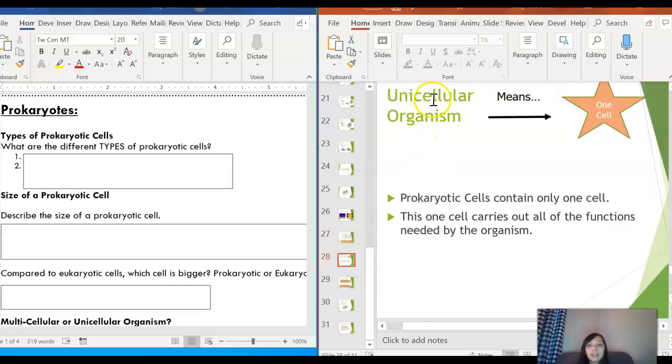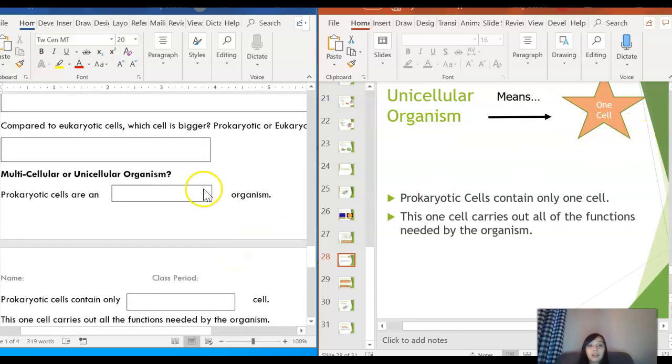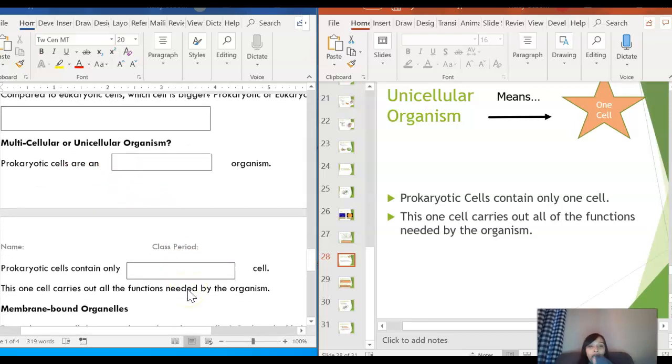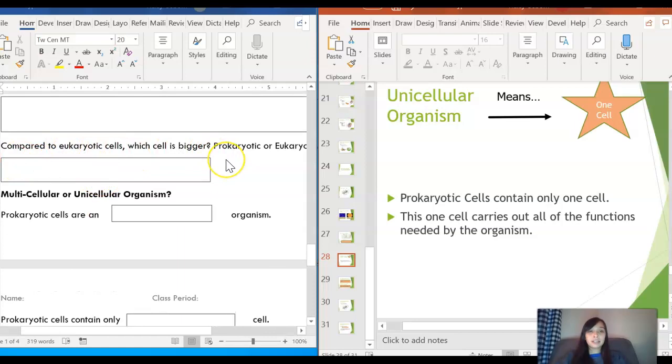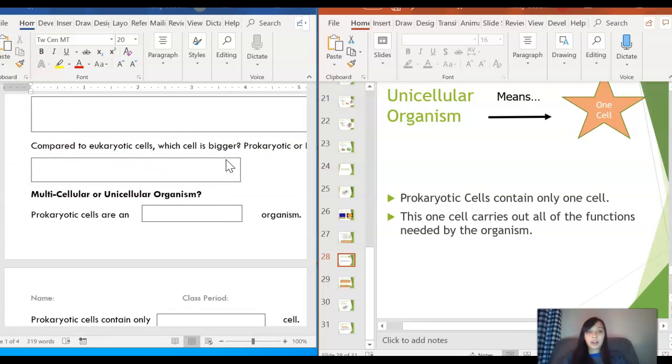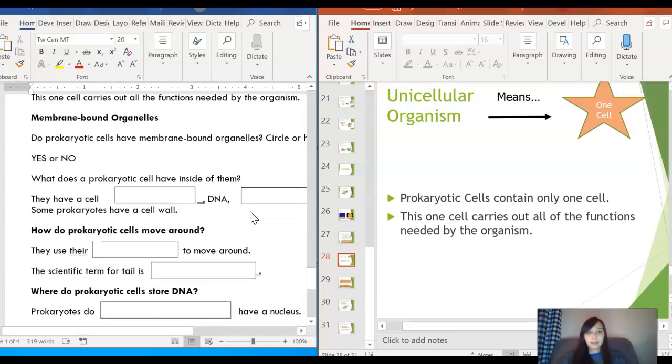Okay. Unicellular organism means one cell. So a prokaryotic cell contains only one cell, and it is a unicellular organism. This one cell carries out all the functions needed by the organism. And to answer this question right here, compared to eukaryotic cells, which is bigger, prokaryotic or eukaryotic? Yes, it is eukaryotic. They are bigger.